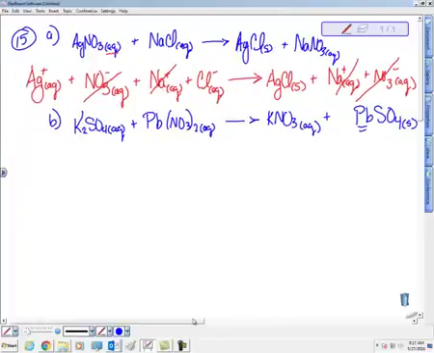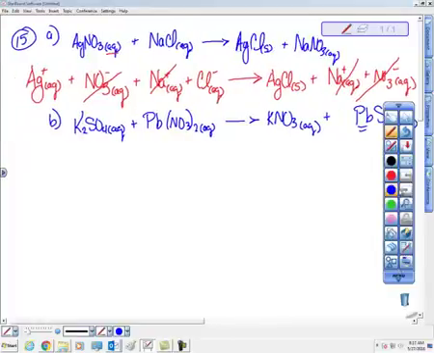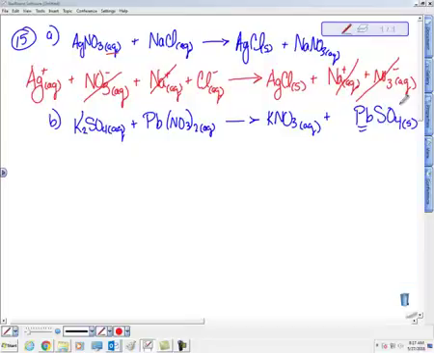All right, so the next step is to take all the things that say AQ and break them apart. This time you have potassium, and you see how you have a little subscript. This means that it took 2 potassiums to make this compound. This is called potassium sulfate. For potassium, he's an alkali metal. He has a +1 charge.